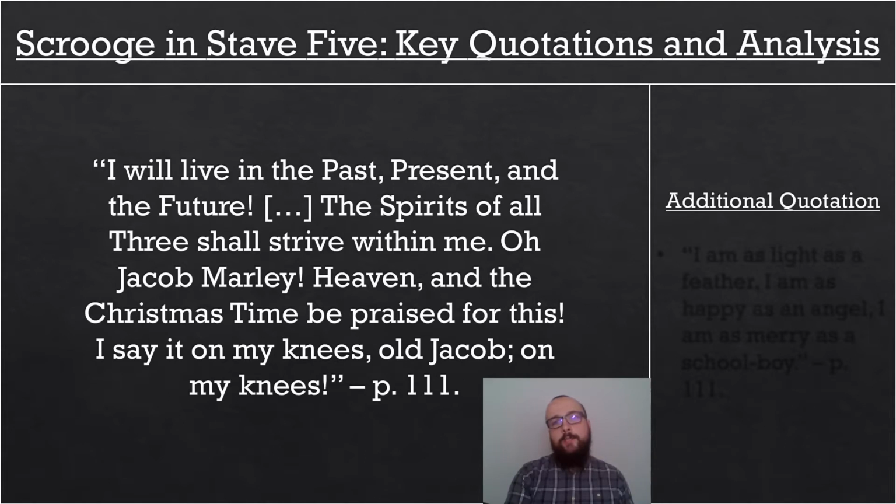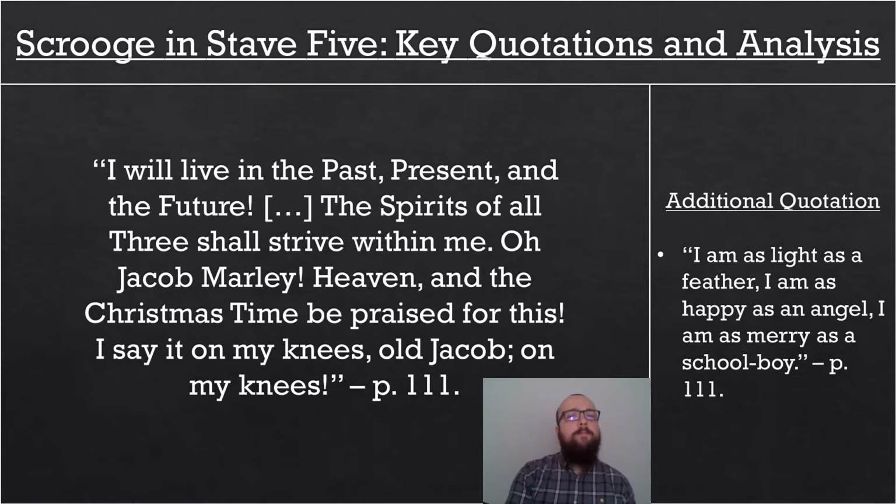Another quotation in which we see Scrooge's joy is when he says he is as light as a feather, as happy as an angel, and as merry as a schoolboy. Light, happy and merry all have connotations of joy, and the referent in each simile in this quotation, so the things that Scrooge compares himself to, so the feather, angel and schoolboy, are all extreme examples of the qualities that Scrooge expresses. Feathers are super light, angels are super happy, and schoolboys, apparently, are super merry.